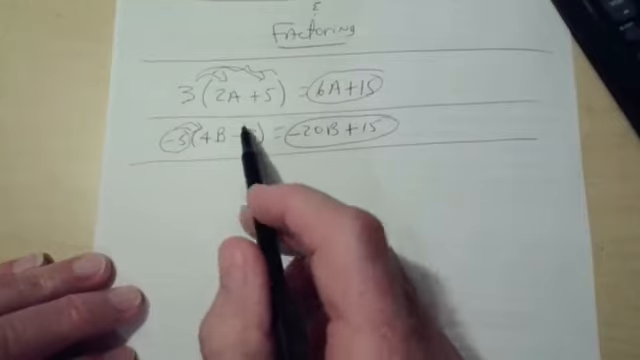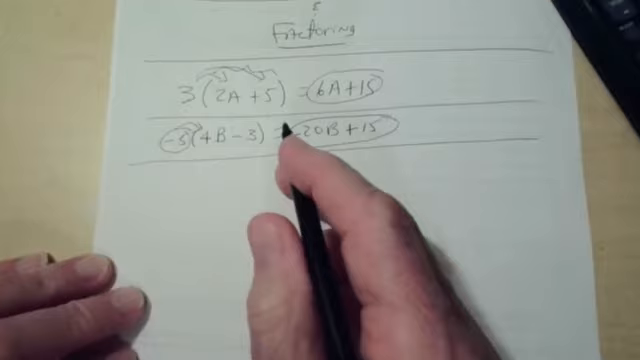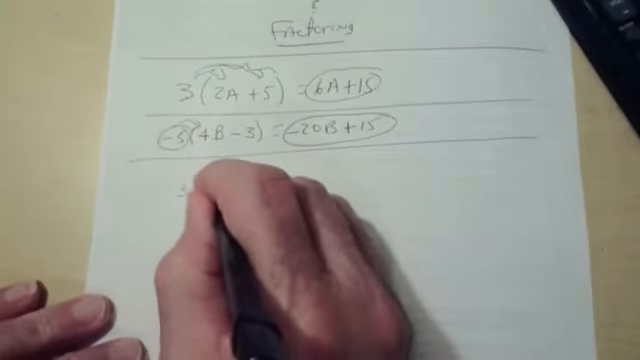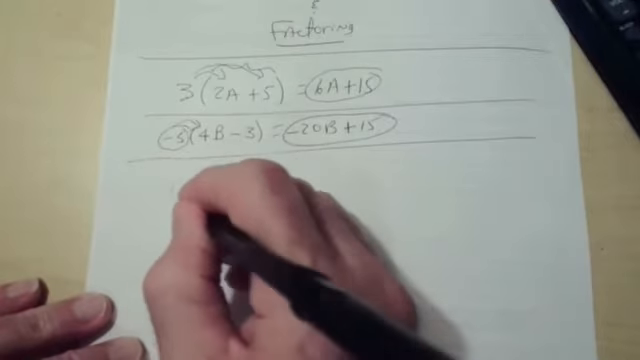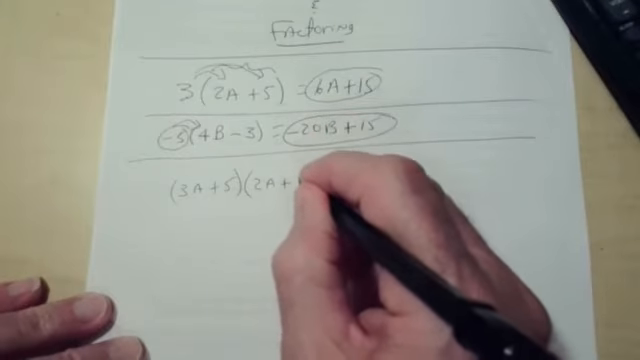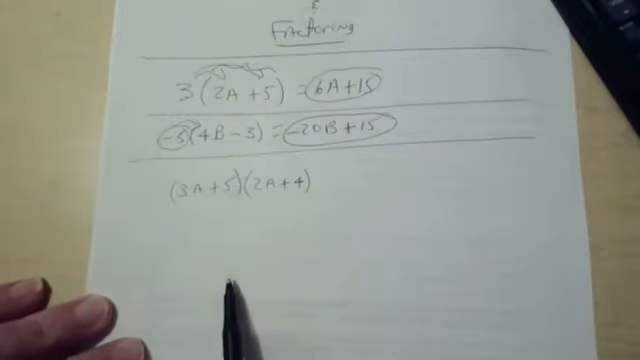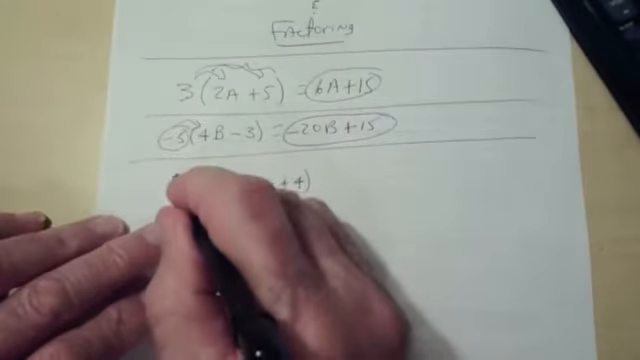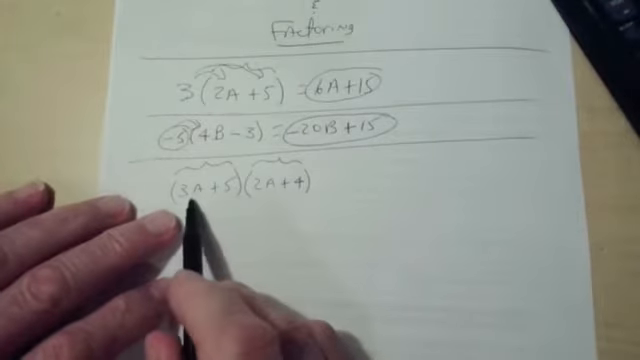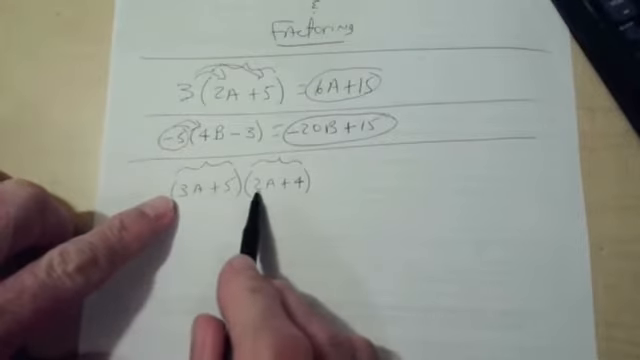Now what if we have two binomials? Binomial means, bi means two, nomial means number. So what if we have (3a plus 5) times (2a plus 4)? Now we're going to multiply this number. Remember, when it's in parentheses, it makes it one number. So we're going to multiply. First, we're going to take the 3a, and we're going to multiply it by everything over here.